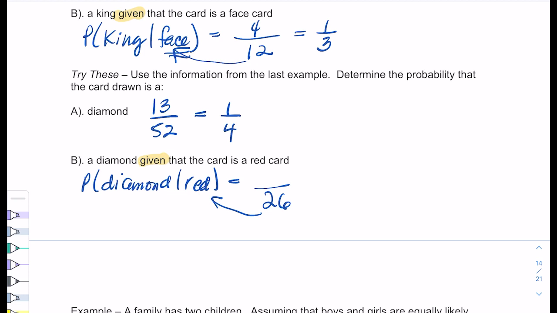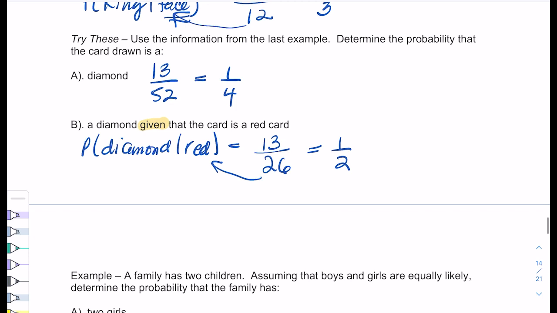Now, what's the probability that it's a diamond? So how many diamonds are there? There's 13 of them. So 13 out of 26 leaves you with 1/2. So the probability of obtaining a diamond, given that the card is a red card, is 1/2.